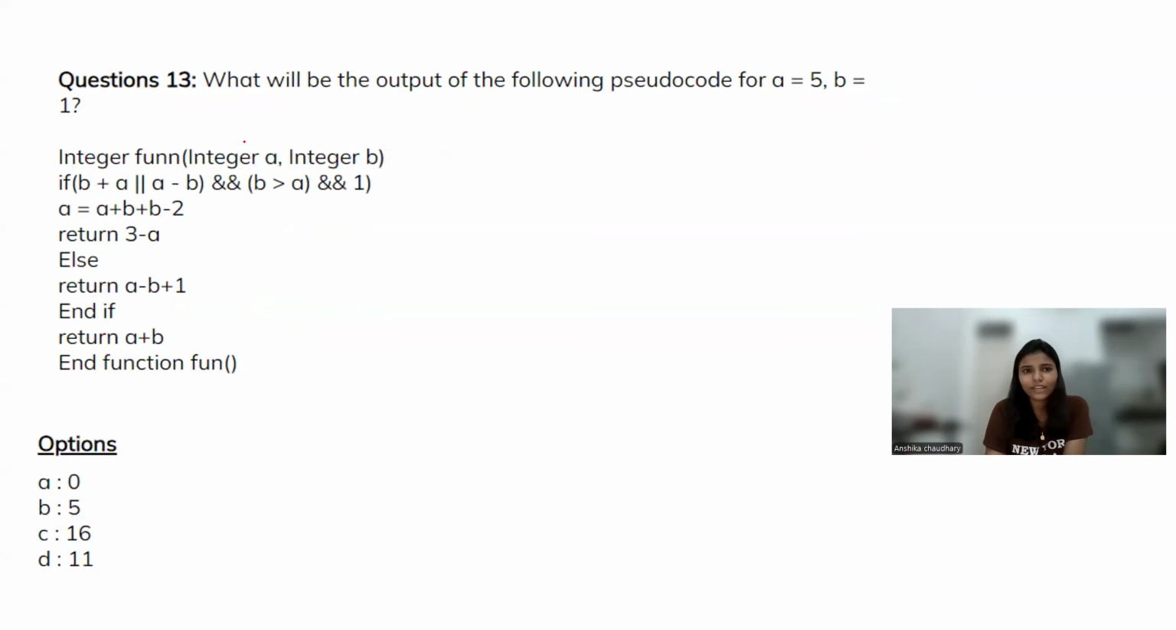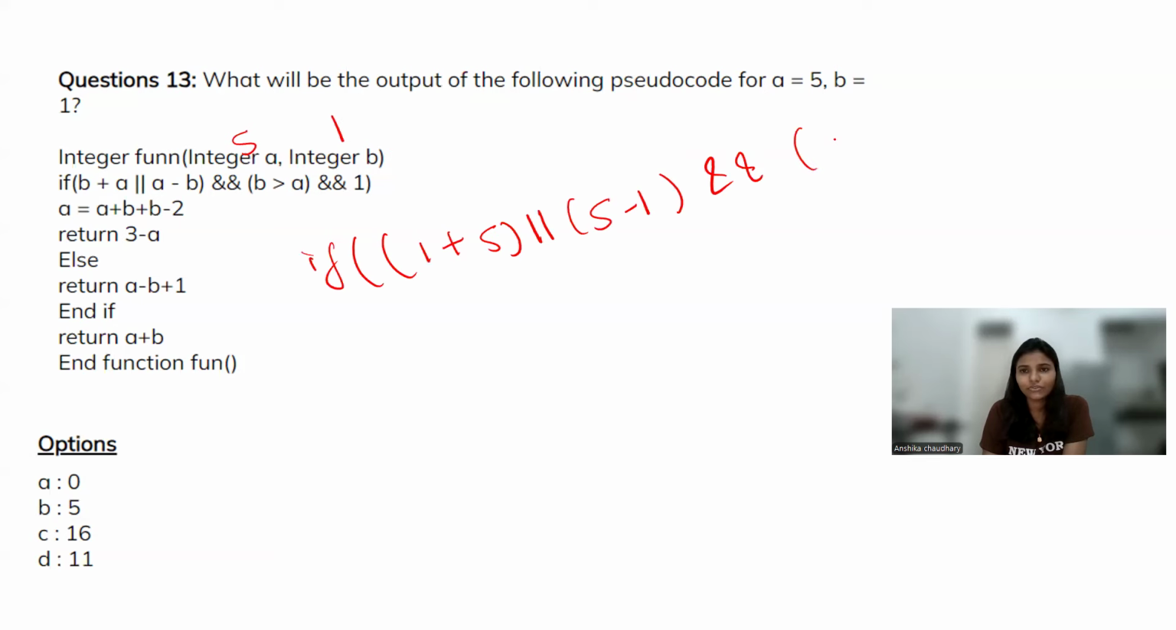The question was quite simple. Okay, so if A is 5 and B is 1, let's solve. If B plus A, so B is 1 plus A is 5, or A minus B, and B greater than A, so B is 1 is greater than A which is 5, and 1. Okay, so let's first solve the parentheses. So it will be 6 or 4.